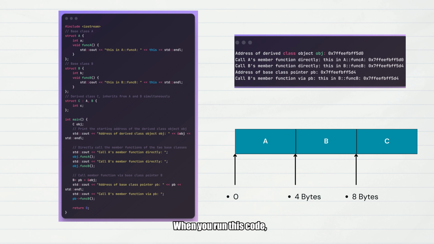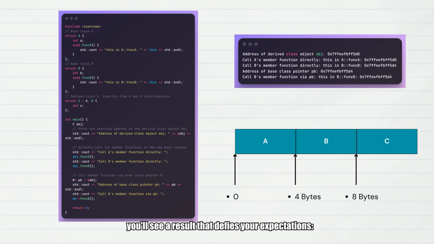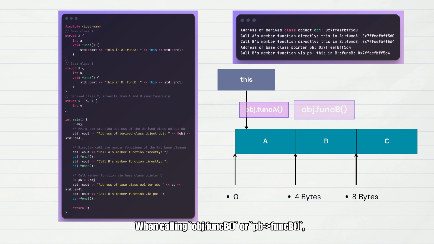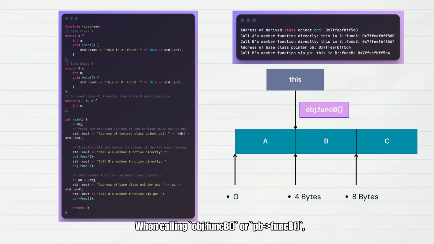When you run this code, you'll see a result that defies your expectations. The this pointer is not the same everywhere. When calling obj.functionA, the this pointer matches the object's address exactly. It's the start address of the object. When calling obj.functionB or pb->functionB, the this pointer is no longer equal to the object's address. Instead, it's the object's address plus 4 bytes, pointing exactly to the start address of the B subobject.